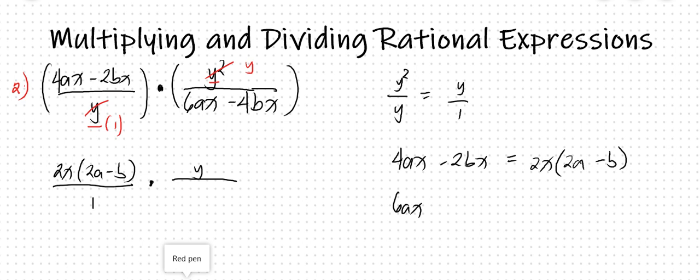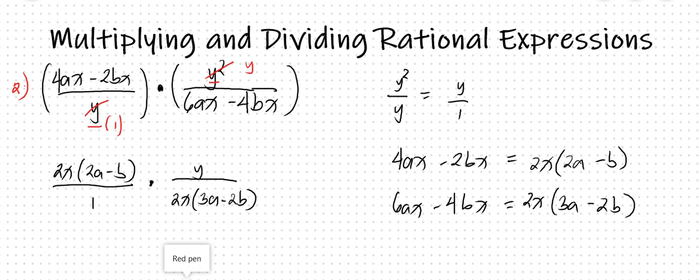same procedure, just simply factor out 6ax para diretso na tayo, minus 4bx. Again, the common monomial factor between 6ax and negative 4bx is 2x. So same procedure, 6ax divided by 2x, that is equal to 3a. And then negative 4bx divided by 2x, that is negative 2b. So sulat natin dito yung factor form, 2x times 3a minus 2b.